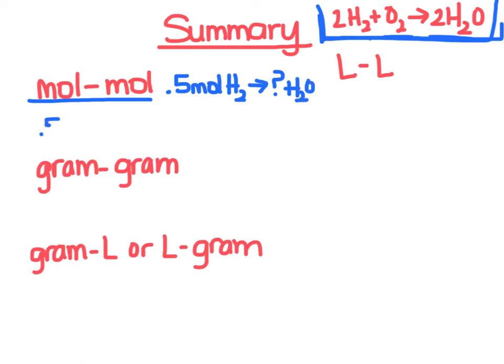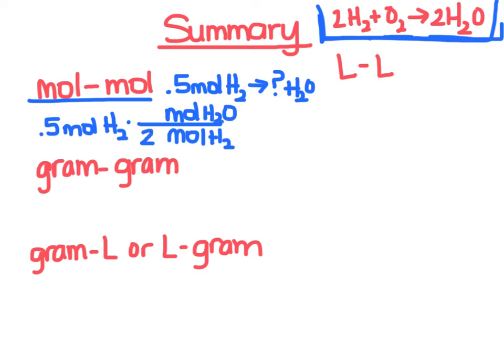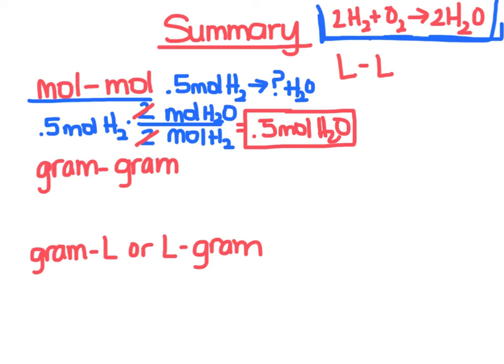You would start with your 0.5 moles of hydrogen, and we would simply go straight to our ratio because we know that moles are related to one another. We'd look at our moles of hydrogen compared to moles of water, and we would find, if we go to our equation, that for every 2 moles of hydrogen that go in, 2 moles of water come out, which means those are going to cancel. So therefore, if I started with 0.5 moles of hydrogen, I would make 0.5 moles of water. So for a mole-to-mole problem, you simply use the coefficients and set up a ratio.